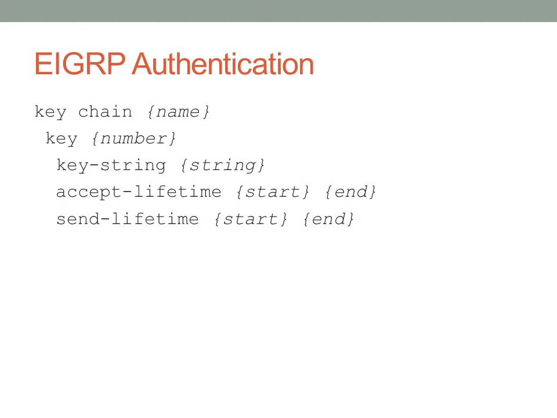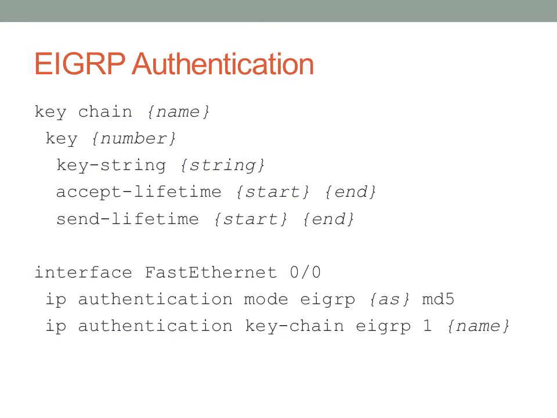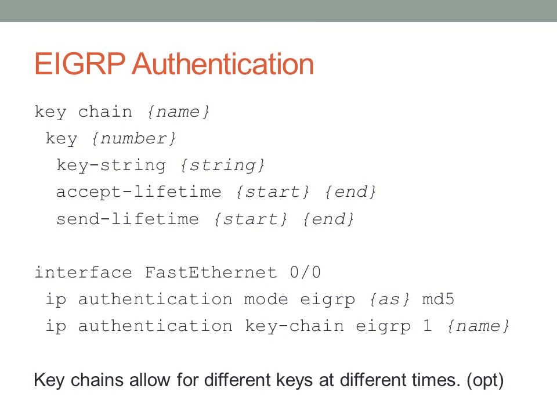So you won't want to configure just one key on your keychain. You'll have 3 or 4. And as time goes on, you'll rotate between these keys based on the accept lifetime and the send lifetime. Now, these keys are applied through EIGRP with the following commands, and you'll notice they're applied on the interface. It's ip authentication mode eigrp, and then the autonomous system number, and then the hash type, so in this case MD5, and then we have ip authentication key-chain eigrp 1, and then the name of the keychain that you want to use. Now, keychains, like I said, allow for different keys at different times. You can configure this. I would highly recommend it if you're going to use authentication with EIGRP, but it's a pretty cool feature that's not very commonly known about in IOS.